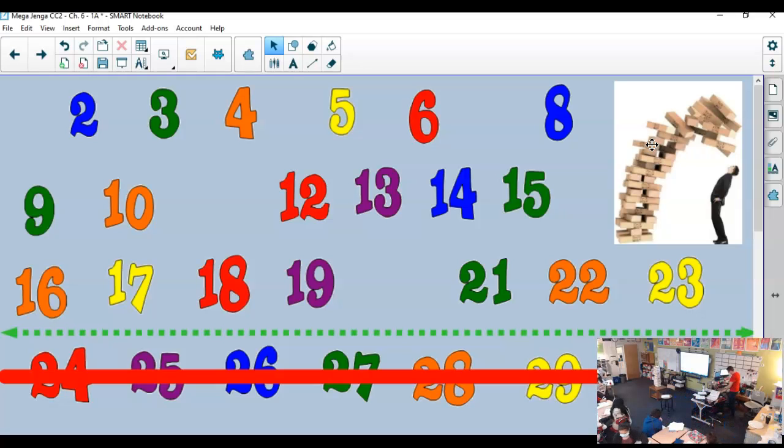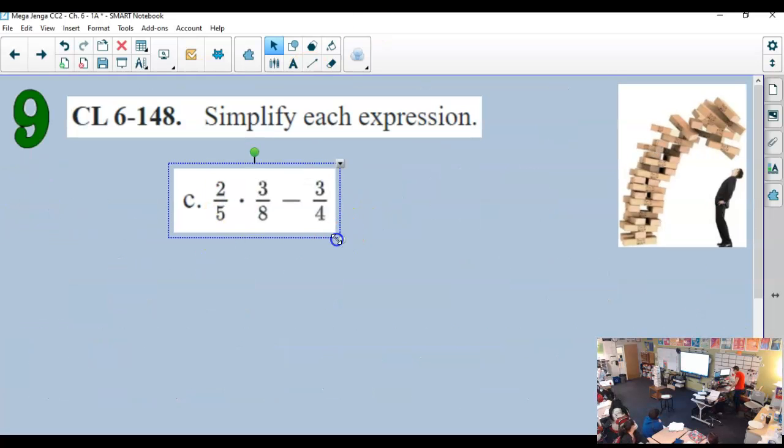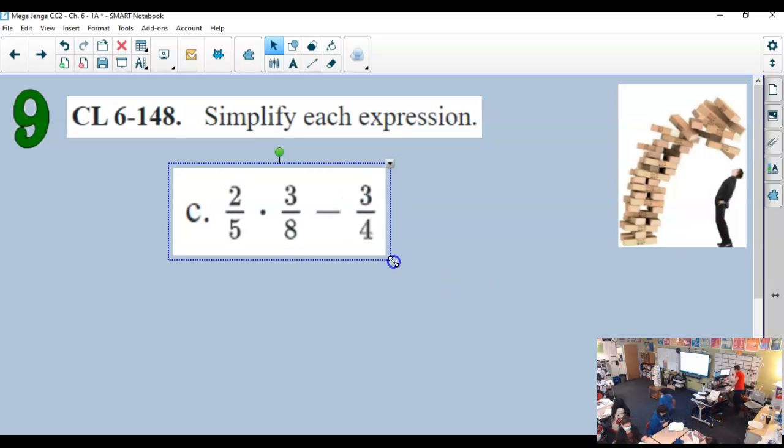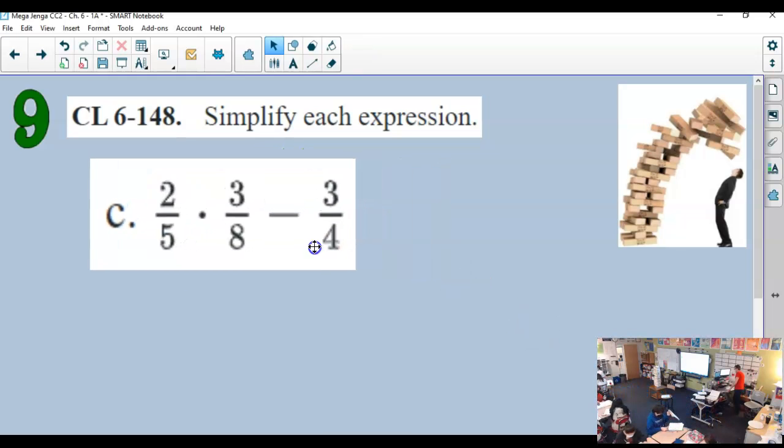Amanda, pick a number. Any of the numbers that are still up there? 9? 148C.